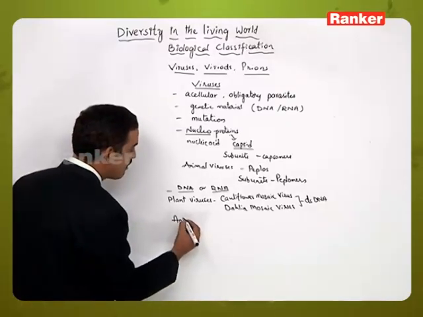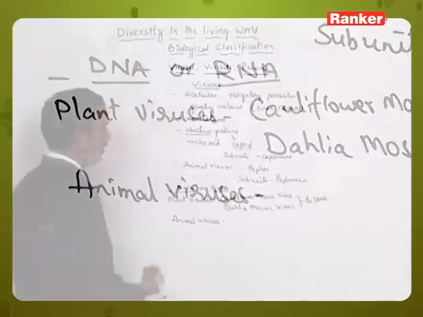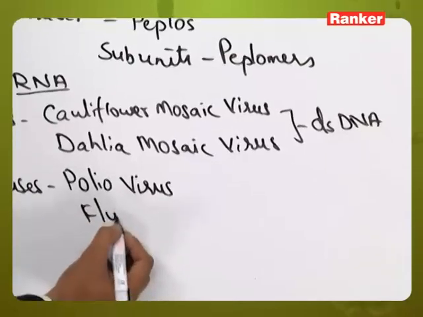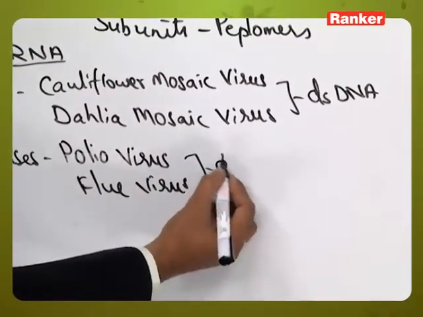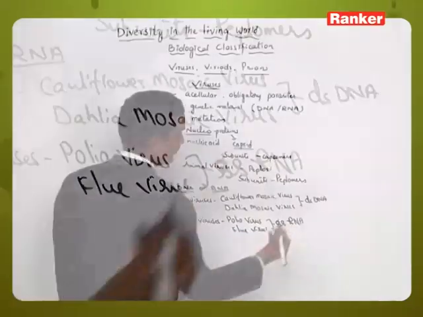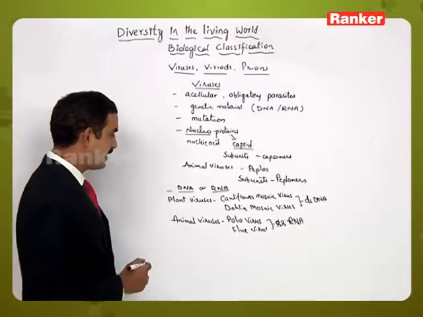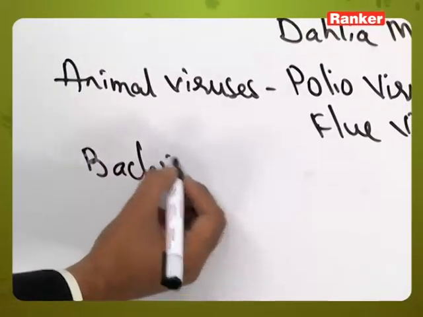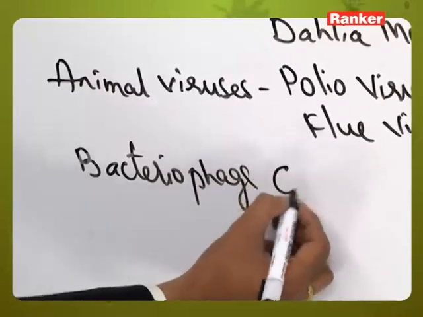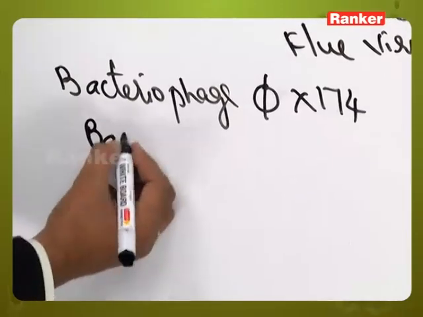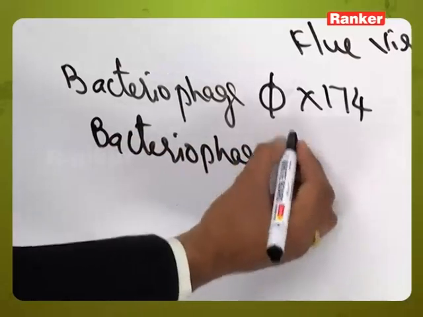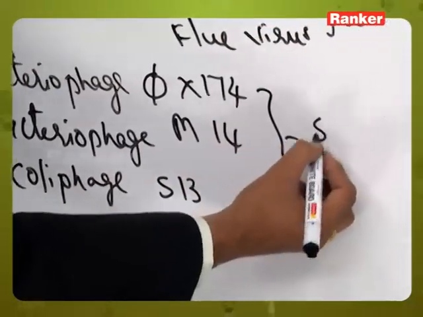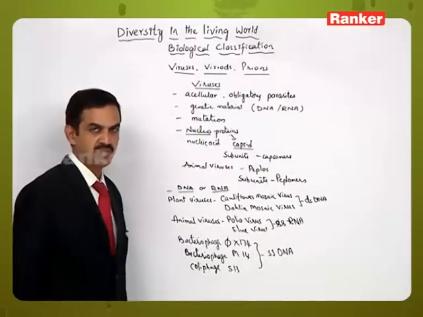In the same way, there are some animal viruses which have RNA as the genetic material, like polio virus and flu virus. These contain single-stranded RNA as genetic material. And generally when DNA is present, it is double stranded, but there are some examples like bacteriophage phi X174, bacteriophage M13 and coliphage S13. These are examples where single-stranded DNA is present as genetic material.